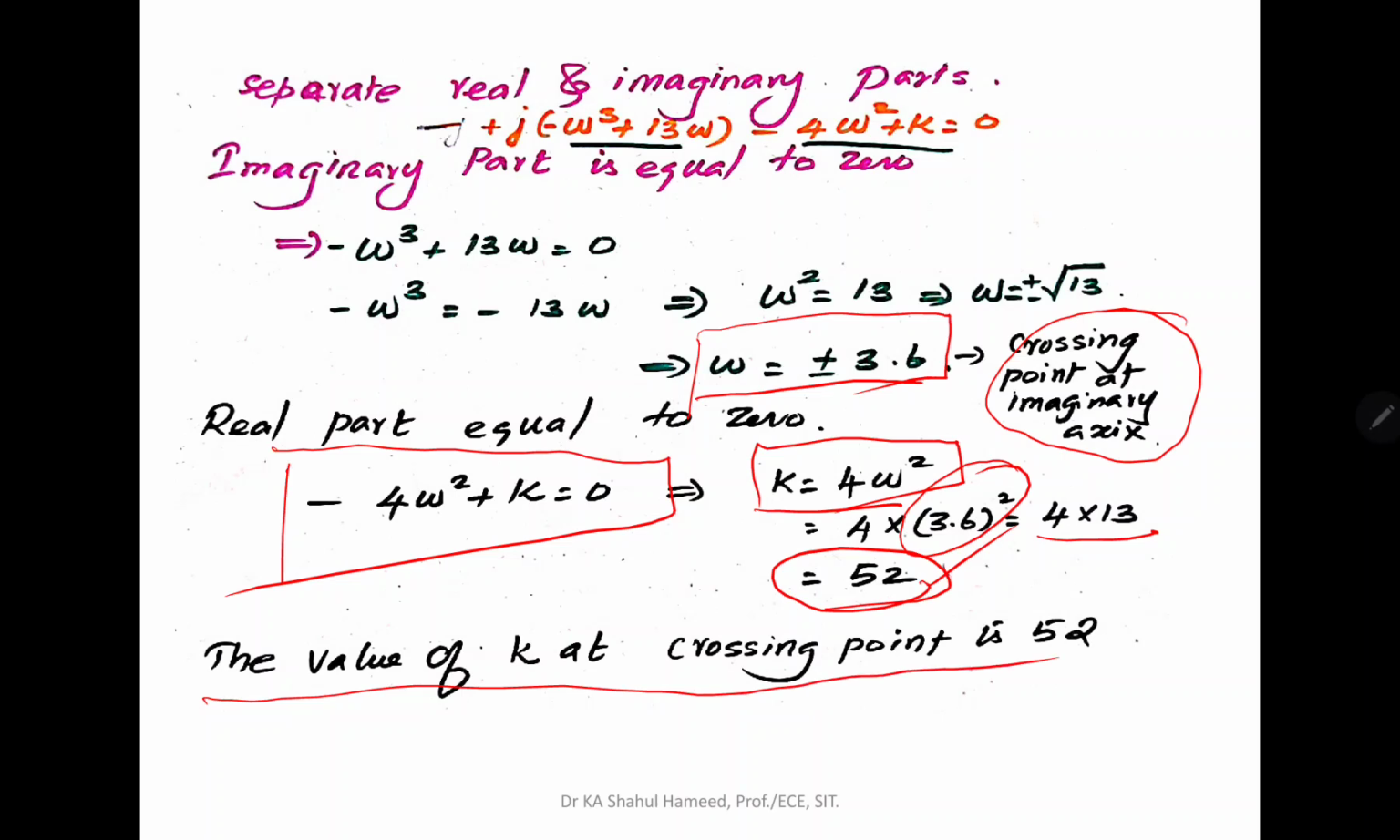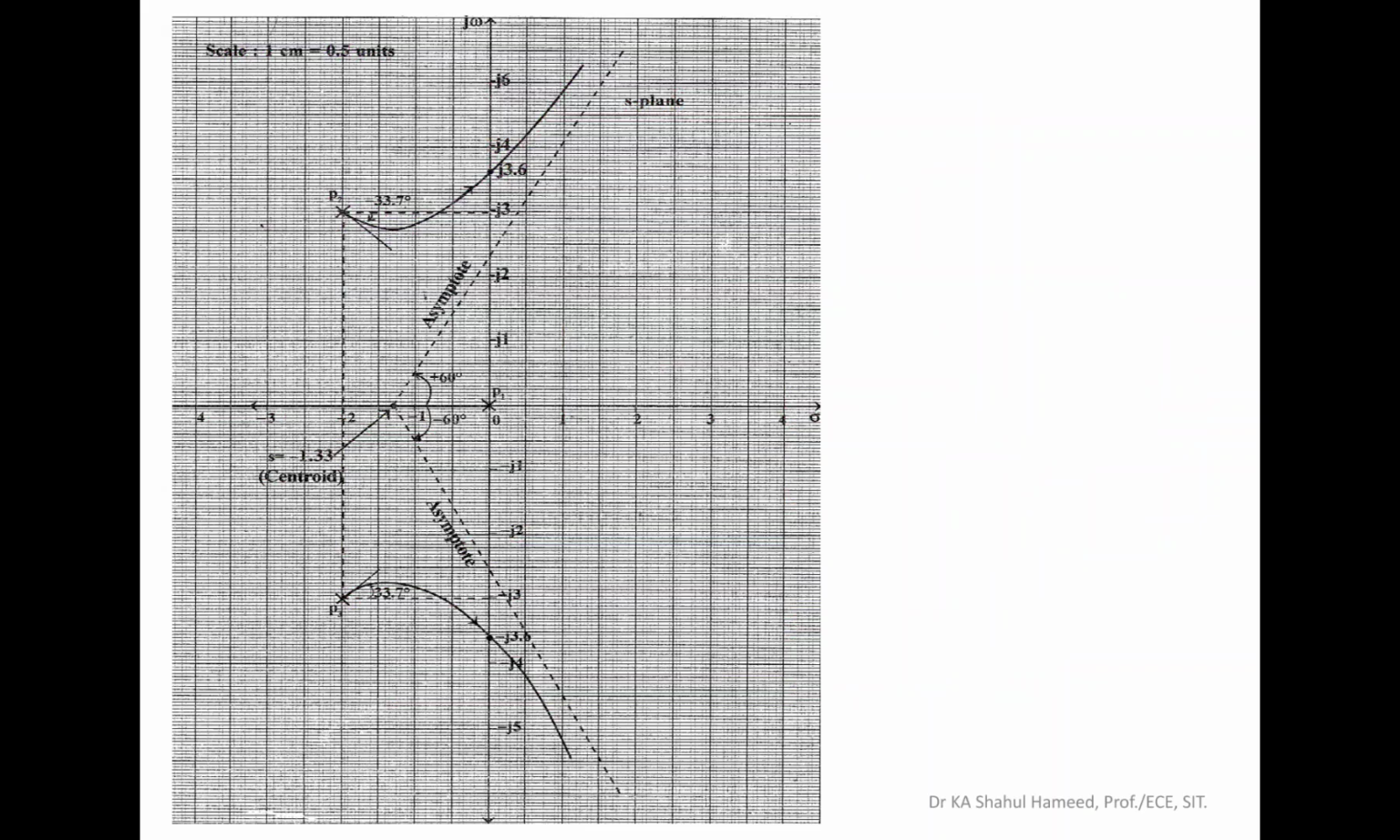These are the basic things related to drawing a graph. So after finding all these parameters, we are going to draw the graph, and this is the graph. Already we have identified P1, P2, P3 and the asymptotes. So the dotted line, this is one asymptote and this is another asymptote, and the asymptote angles are plus 60 and minus 60 degrees.